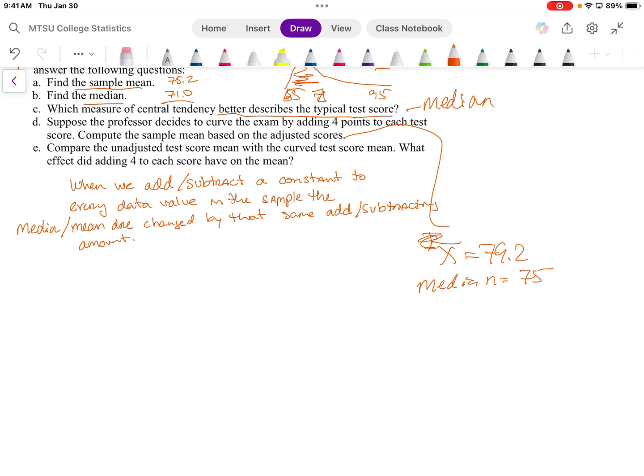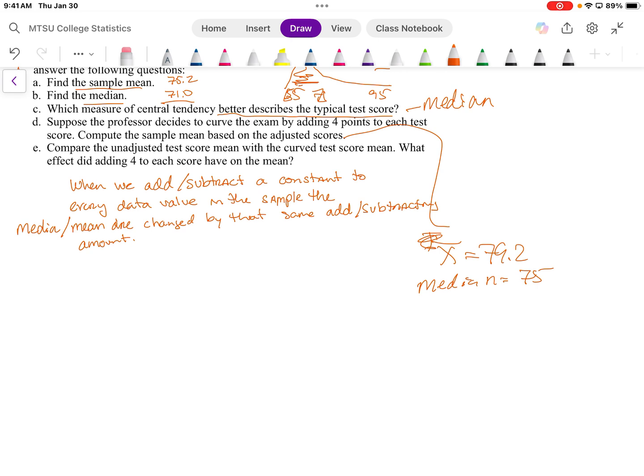Again, that speeds stuff up. When I add or subtract a constant amount to every data value, not one value, every data value in the sample, the mean and the median are adjusted by that exact same amount. So whatever the old mean and median were, the new ones are added or subtracted by the same amount that you did.